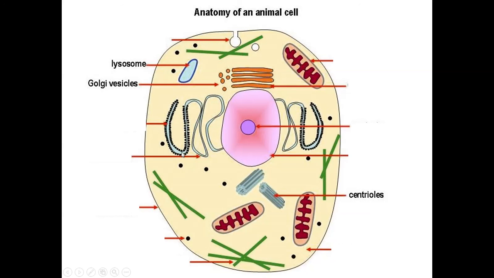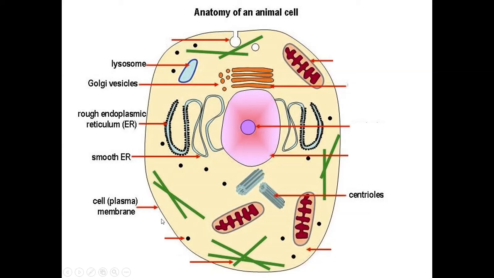Okay, next one, well, we have this flat sac hanging off the nucleus, and it's got the little bumps on it, so it'll be the same as the plant cell, which is the rough endoplasmic reticulum, or rough ER. And then we have the part of it that doesn't have the bumps, so we're going to call that the smooth ER.